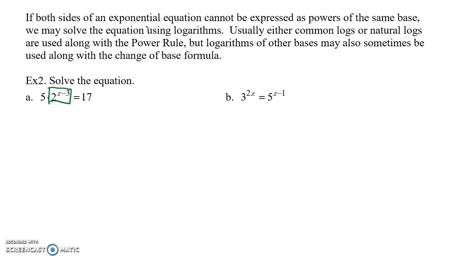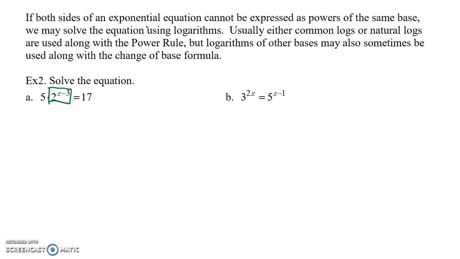One thing you do not want to do here is multiply the 5 and the 2 and write 10 to the x minus 3. The 5 and the 2 cannot be multiplied together, because if the bases were the same, we might be able to combine, but if you have two different base expressions, 5 and 2, you cannot combine them in that fashion. You're basically violating the order of operations if you do that.